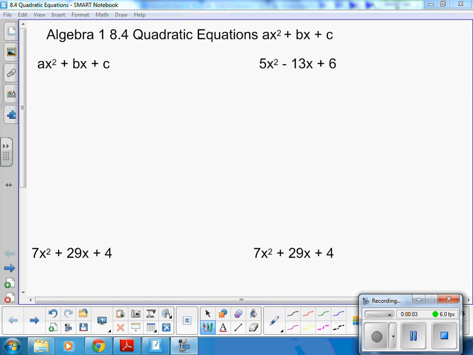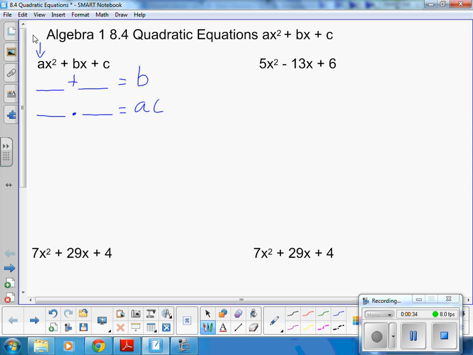Algebra 1, 8.4, Quadratic Equations. Now we have a value or a number in front of our x squared term. So when we factor these, it is still going to be two numbers that add up to equal b, but now the product has to equal AC. It won't equal C like the previous problem. It will equal AC.